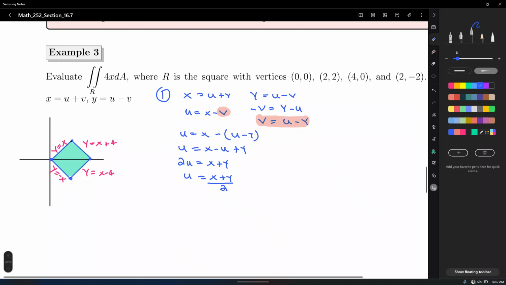So in a similar way, I need to obtain another relation for v in terms of x and y. All right? So I'm going to back substitute here, okay? Because u equals (x plus y) over 2, I'm going to substitute it there. So that'll be v equals u, which is (x plus y) over 2, minus y.